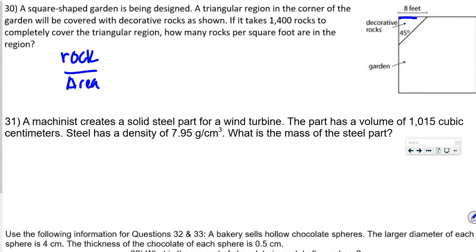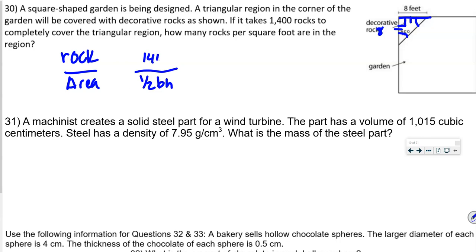And it shows us that this is 8 feet here. This is a right angle there. If this is 45, that means that has to be 45. So these two sides have to be the same. So to find the area, we're going to do the area of a triangle. So that's 1/2 base times height, right?